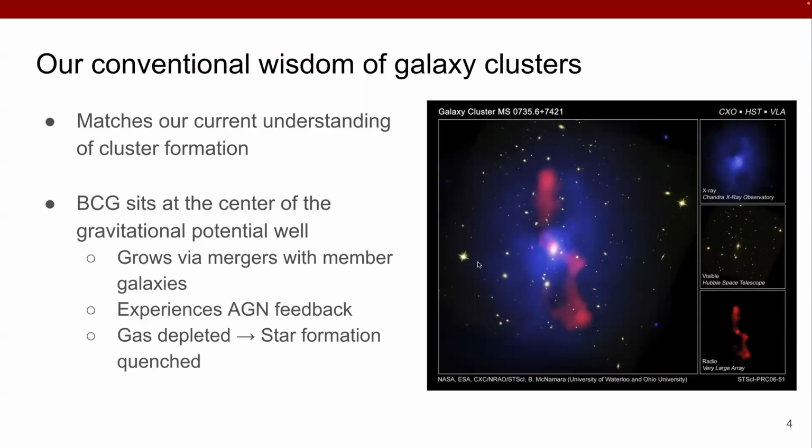AGN feedback means the AGN, or the supermassive black hole inside the BCG or the central galaxy, creates a giant jet. In this picture, the blue is the X-ray and the red is the radio. You can see the radio creates this powerful jet coming from this tiny supermassive black hole inside the central galaxy. And this radio is so powerful that it goes all the way outside the galaxy, into the ICM, and creates a cavity within the X-ray.